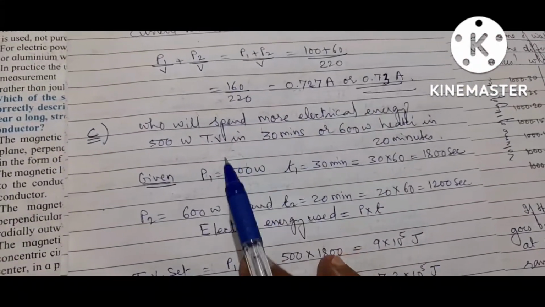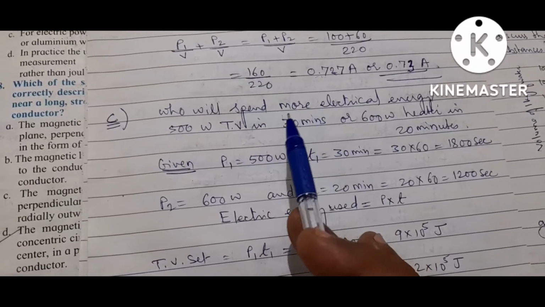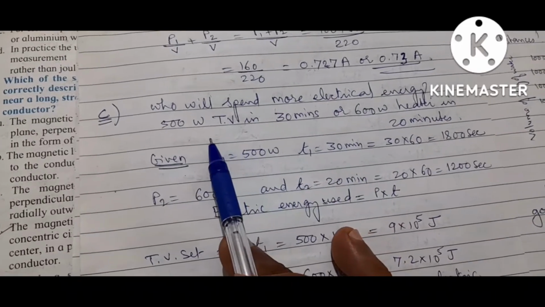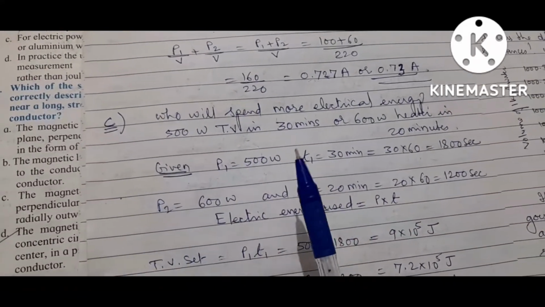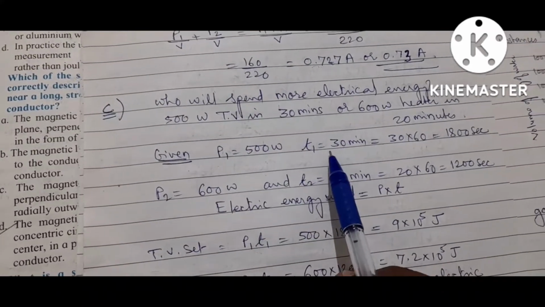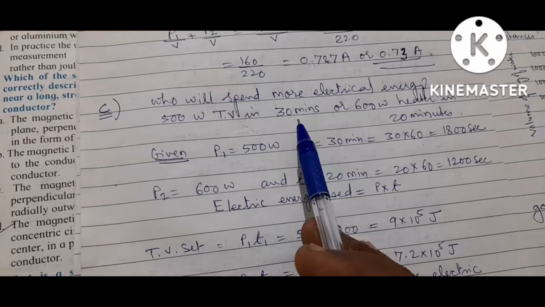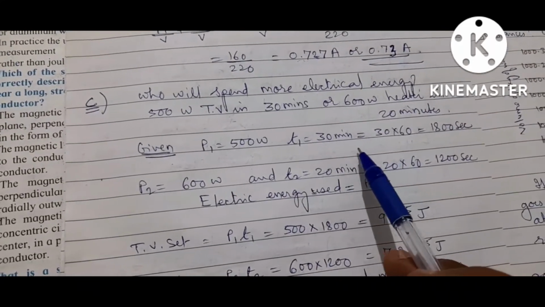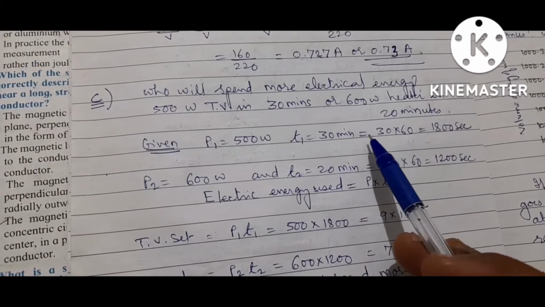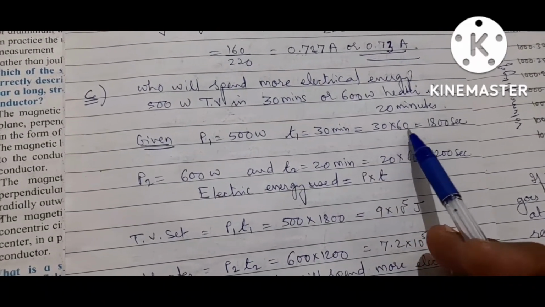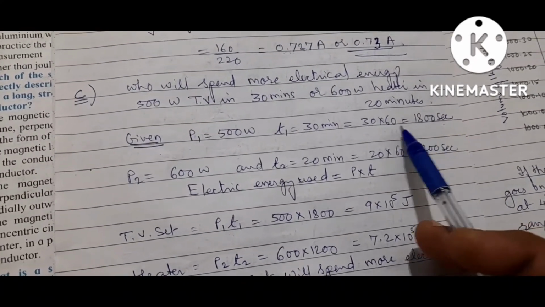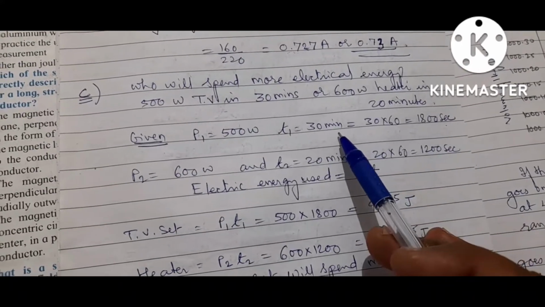Now we know the first is the TV set and the second is the heater. We will consider power for the TV set as P1, 500 watt, given, and for the TV, T1 is the time, that is 30 minutes. Now we have to convert this into seconds. We know that 1 minute is equal to 60 seconds, so we multiply by 60 and you will get 1800 seconds. So this is the timing for the television.